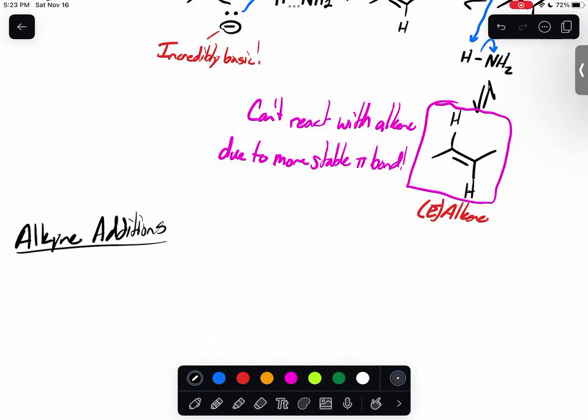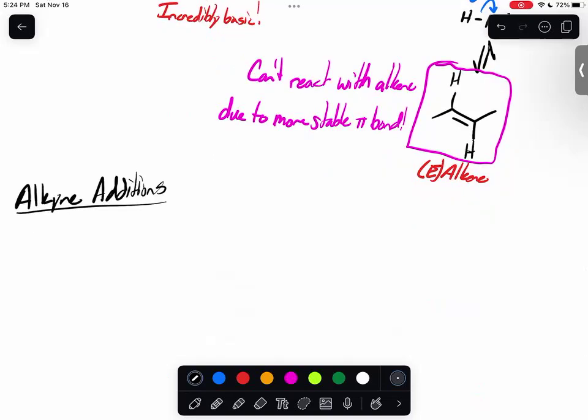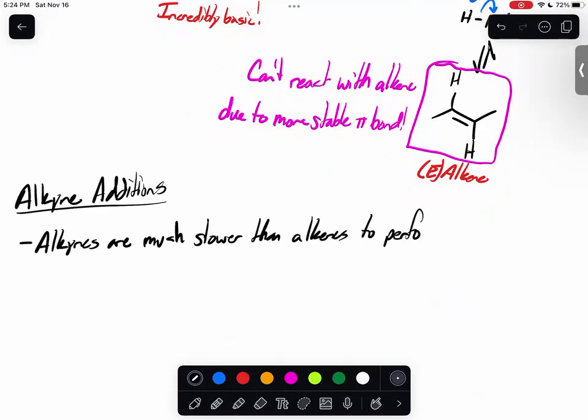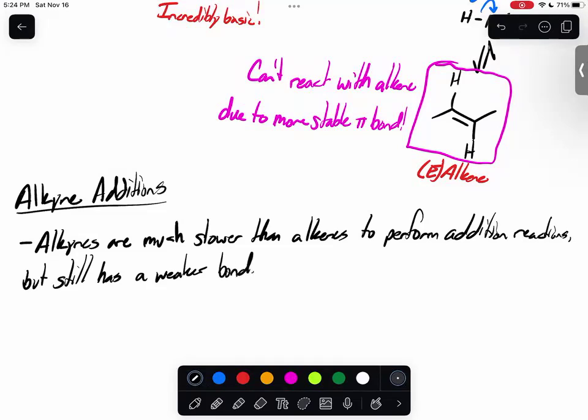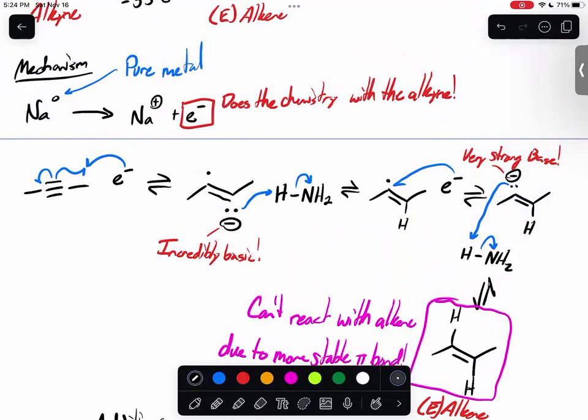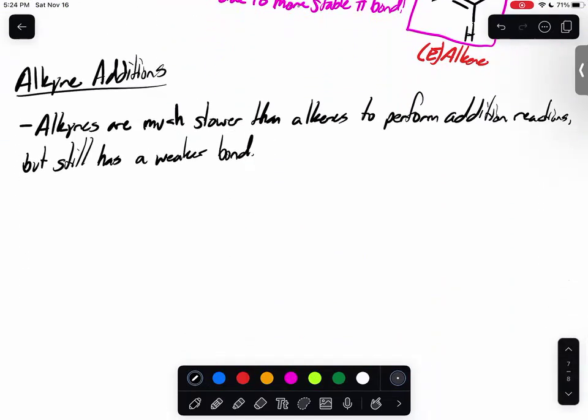We would expect that the alkyne would react faster than the alkene, right? It has a more unstable second pi bond. But what we find is that alkynes are much slower than alkenes to perform addition reactions, but still has a weaker bond. And this is slightly confusing, right? If we think about these other reactions up here, they only work because of that weaker bond. But then down here, we're saying that alkyne additions are slower, even though they have this weaker bond. So let's go ahead and actually explore why this is the case.